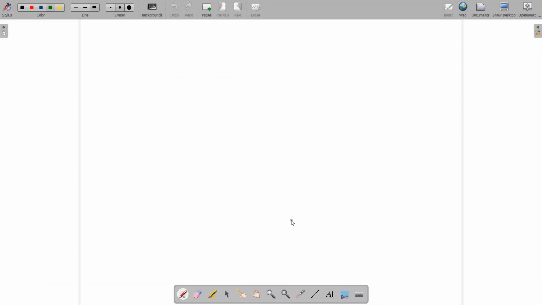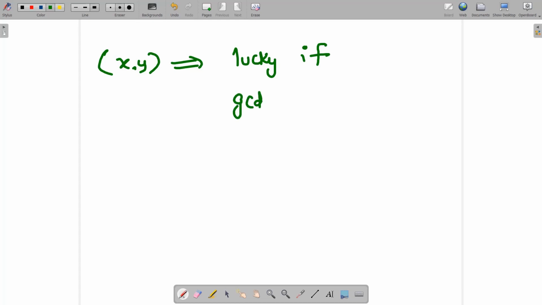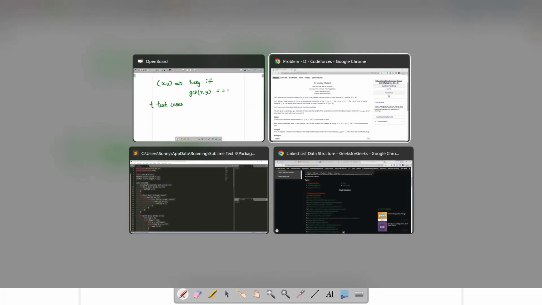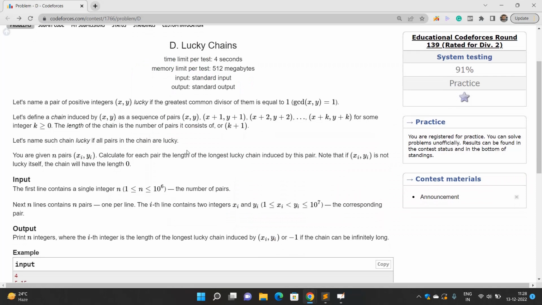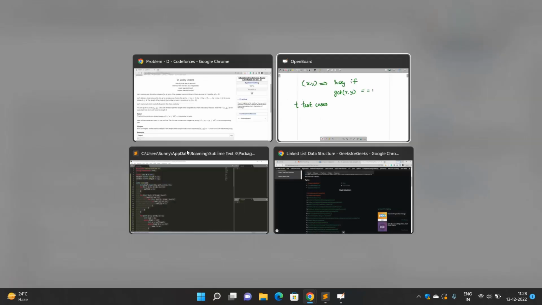The problem says that you are given a pair, let's say the pair is x comma y, and the pair is called lucky if GCD of x comma y must be equal to 1. Any pair x comma y is lucky only when their greatest common divisor is equal to 1. Now you are given t test cases, and the value of x and y is at most some bound. You are given n, the number of pairs, which is actually the test cases, and next you are given the n pairs.